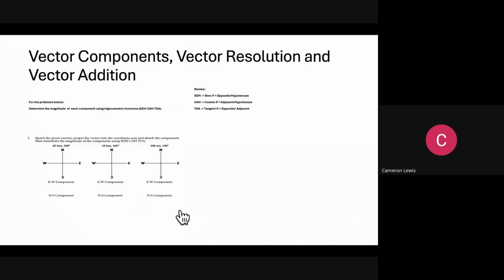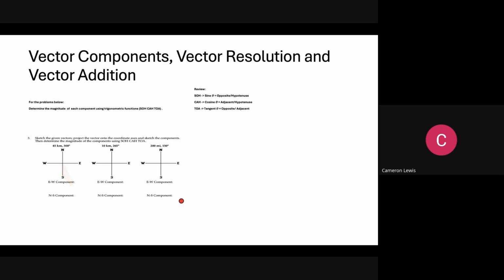Let me do what I just did earlier. We got 45 kilometers at 300 degrees. What quadrant is that? Fourth, right? It's between what two angles? South and east. So the numbers are what? 270 and 360. Good. Because it's 300, is it closer to 270 or 360? 270. So I'm going to draw my line a little bit closer to the S. That's what I'm looking at right now.